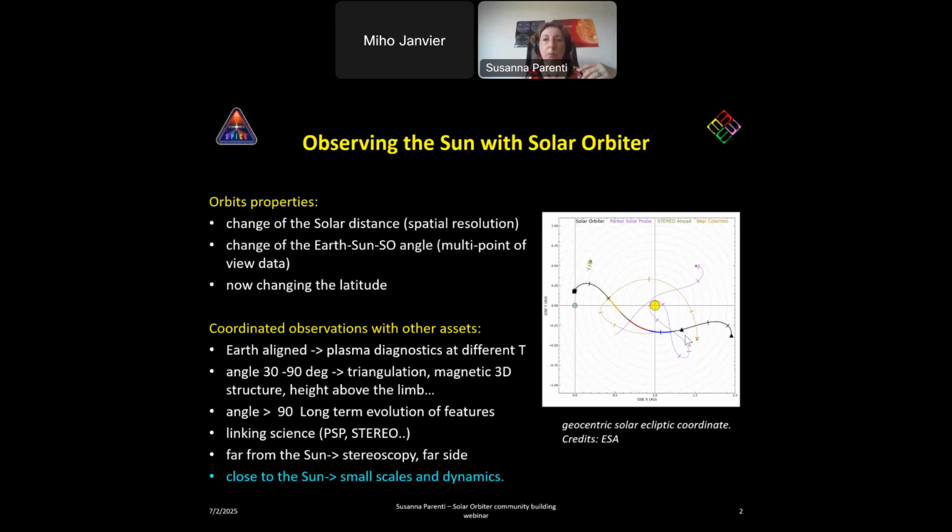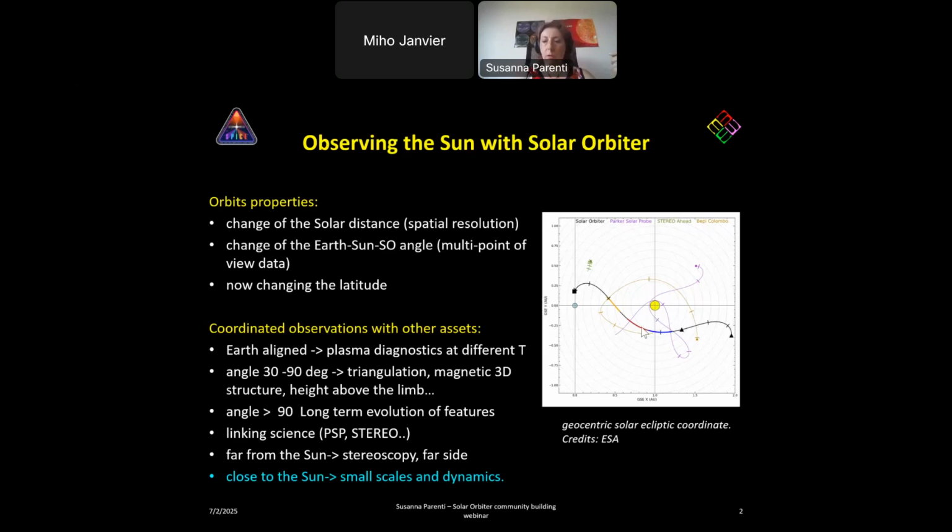do long-term studies, starting from Earth assets and then following with Solar Orbiter. You can do linking science with the in situ instruments on board Solar Orbiter, as well as support to Parker Solar Probe, or look at the far side of the Sun, where you are behind the Sun. And when you are at perihelion, this is the place where you want to do small scale science and study the dynamics.